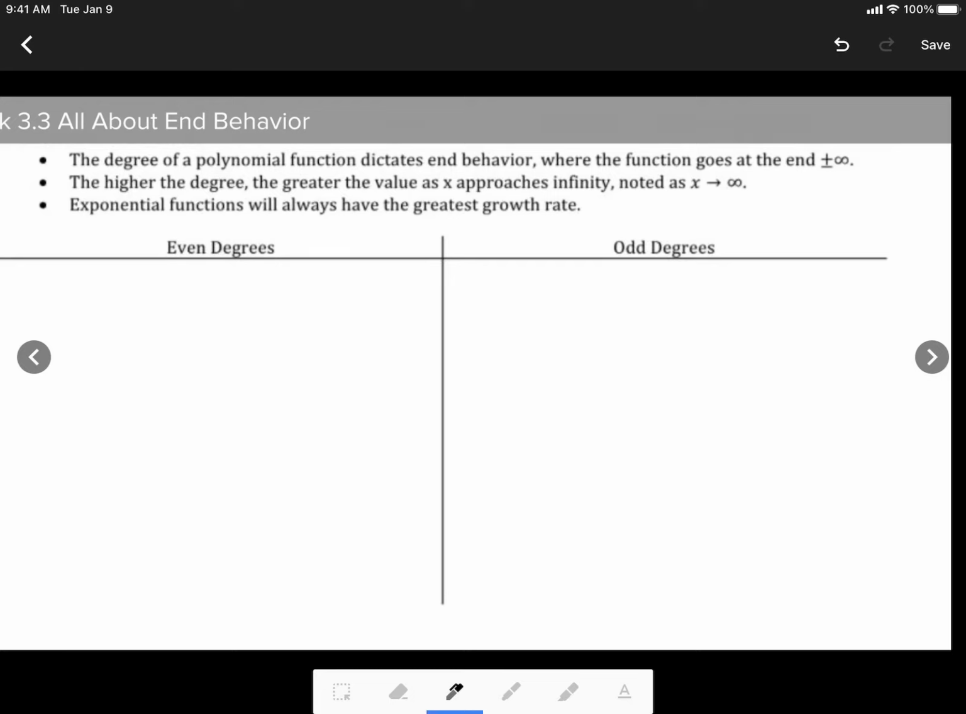Let's just sketch the functions we know. We know x to the first is a linear function. X squared, quadratic. X cubed, cubic, and that's what it looks like. X to the fourth, quartic, and that's what it looks like.